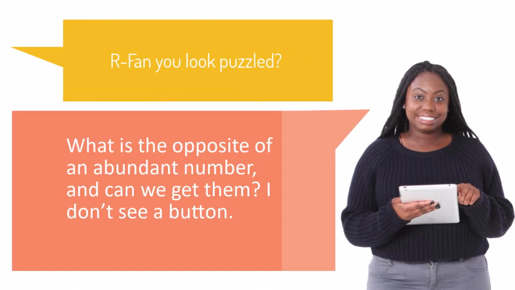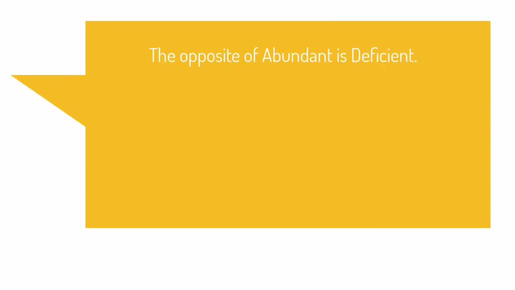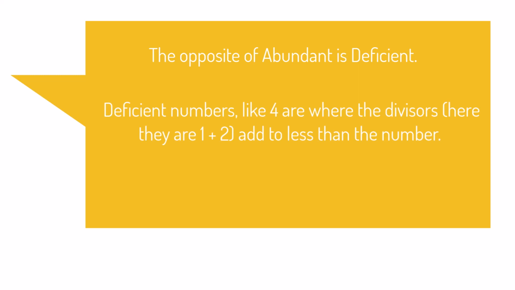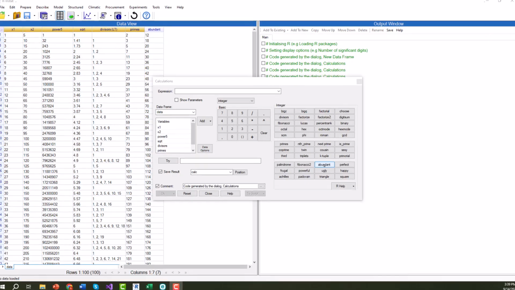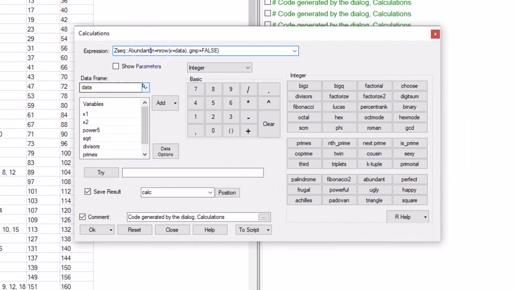Fan, you're looking a bit puzzled. I'm just wondering, what's the opposite of an abundant number, and can we get some? I don't see a button for that. The opposite of an abundant number is a deficient number. Deficient numbers like 4 are where the divisors, here 1 and 2, add up to less than the number. We haven't chosen to include a deficient key in R-Instat, but it is in the same R package as abundant numbers, so you could use the key for abundant and then type deficient in the place of abundant. As before, we then try it to check that it's working and save the new column. We'll call it deficient.